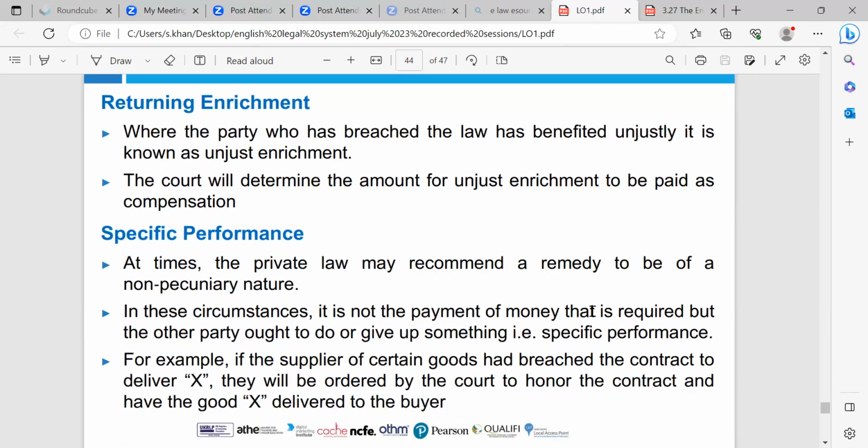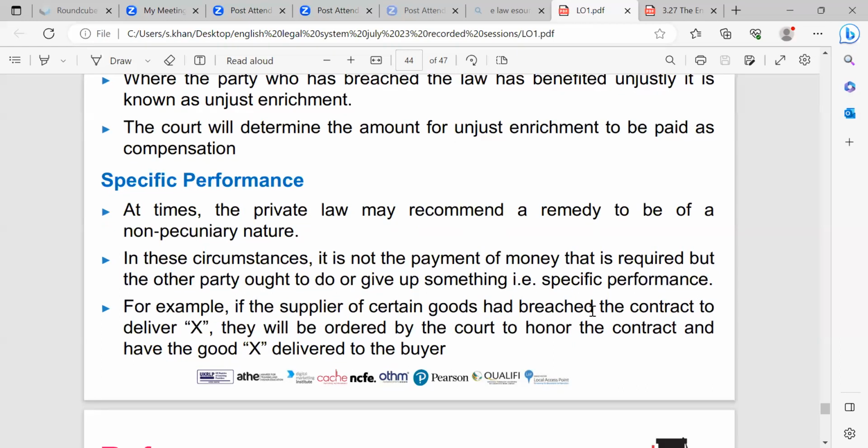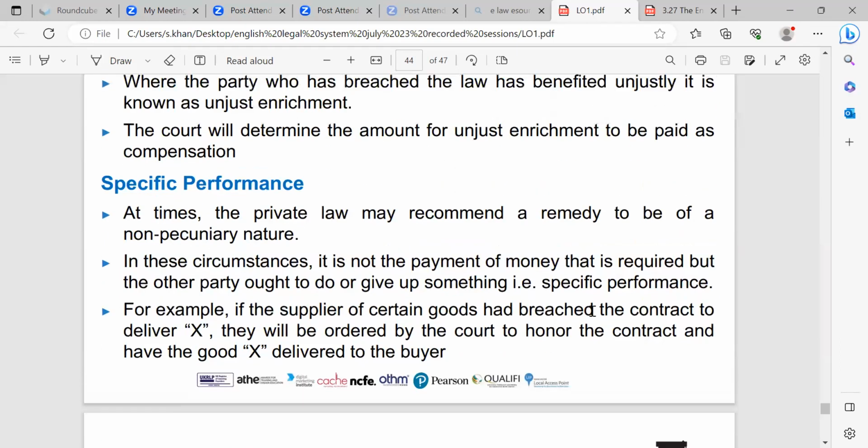Specific performance. At times, private law may recommend a remedy of a non-pecuniary nature. In these circumstances, it's not the payment of money that is required, but the other party ought to do or give up something, i.e. specific performance. For example, if the supplier of certain goods had breached the contract to deliver X, they will be ordered by the court to honour the contract and have the goods delivered to the buyer.